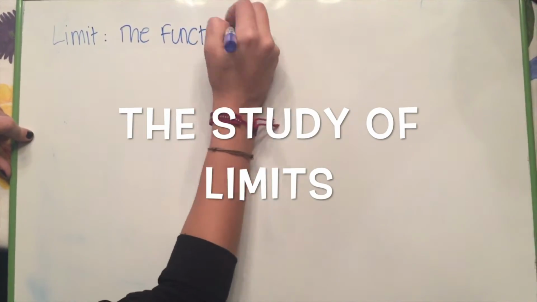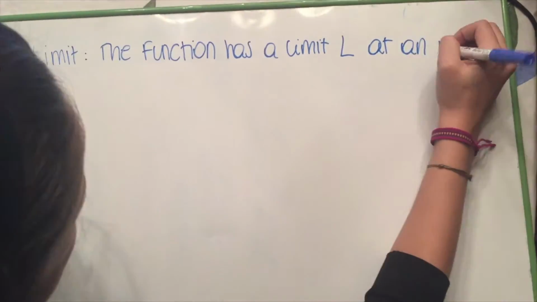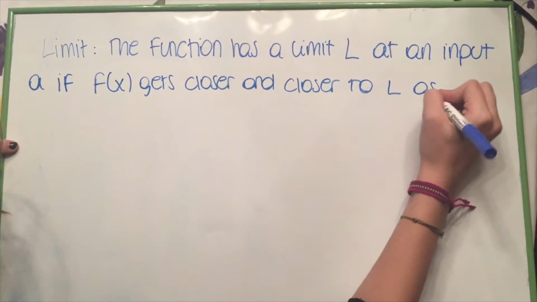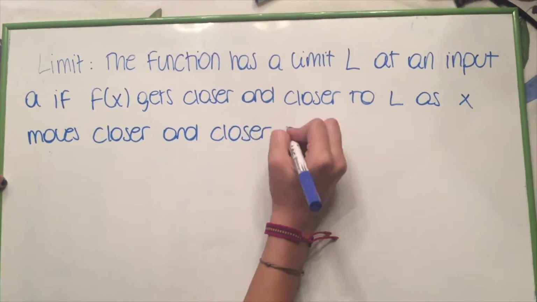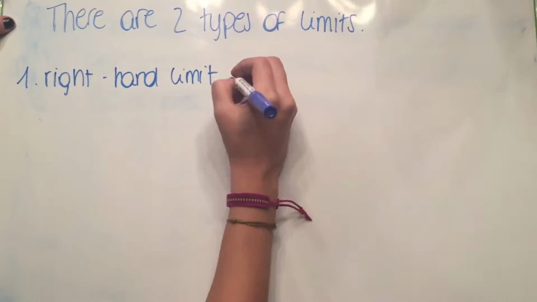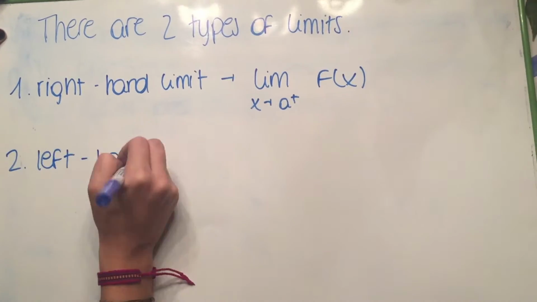The function has a limit L at an input A if f of x gets closer and closer to L as x moves closer and closer to A. There are two types of limits when studying continuity: right-hand limits and left-hand limits.